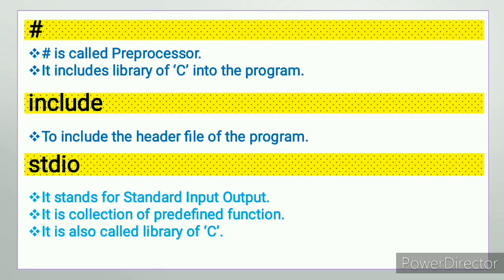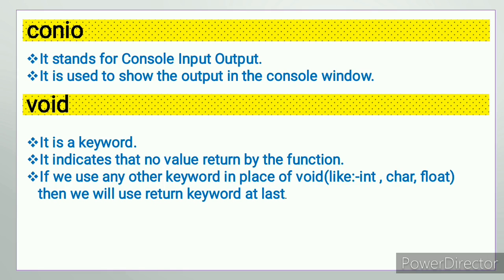Next we discuss conio. What is conio? It stands for console input output. It is used to show the output in the console window. Next is void. Void is a keyword. It indicates that no value is returned by the function. If we use any other keyword in place of void, like int, char, float, then we must use the return keyword at last.